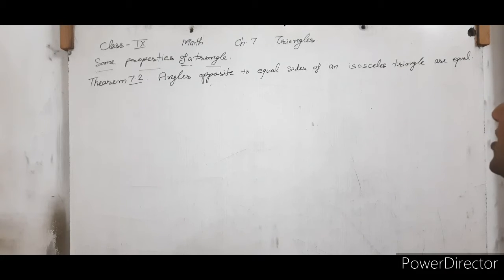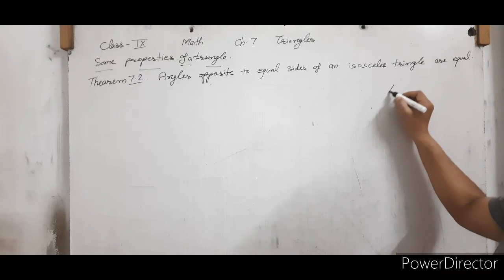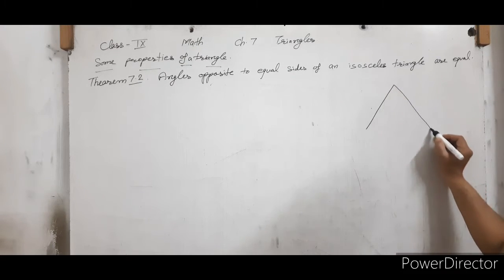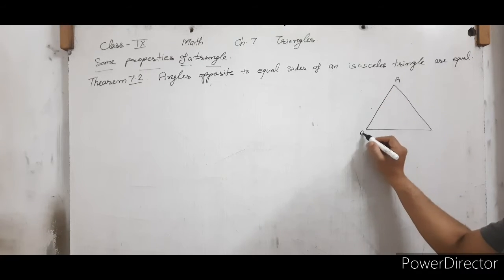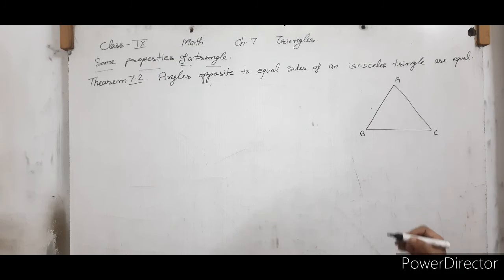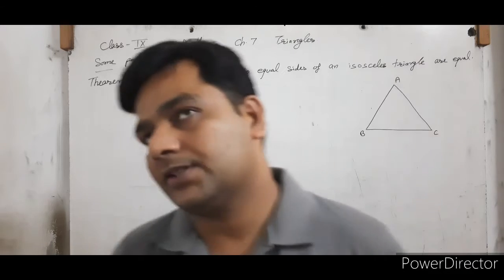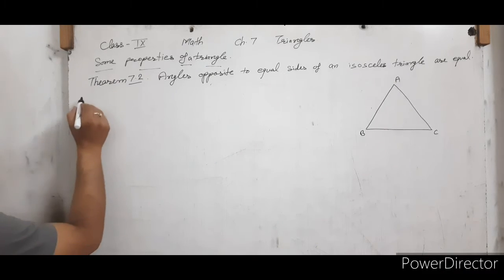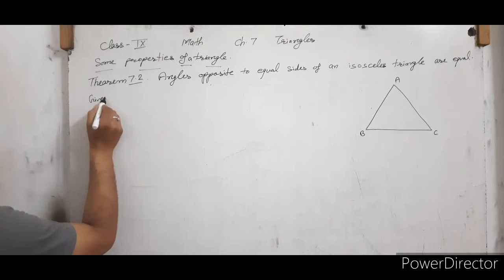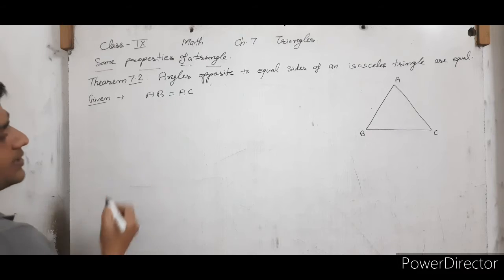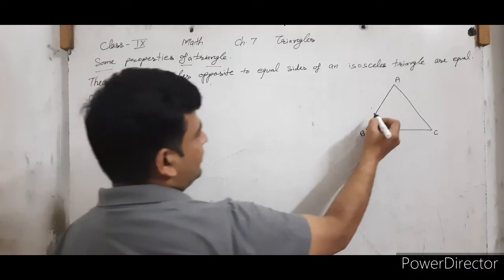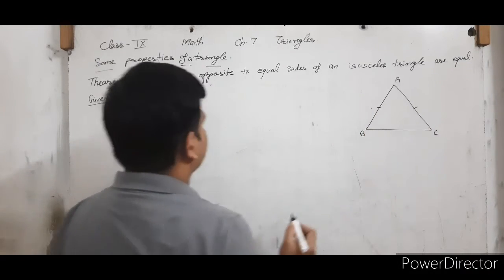Angles opposite to equal sides of an isosceles triangle are equal. Let ABC be a triangle, in which it is given that it is an isosceles triangle. If it is an isosceles triangle, that means AB is equal to AC. It is given. This side AB is equal to AC.